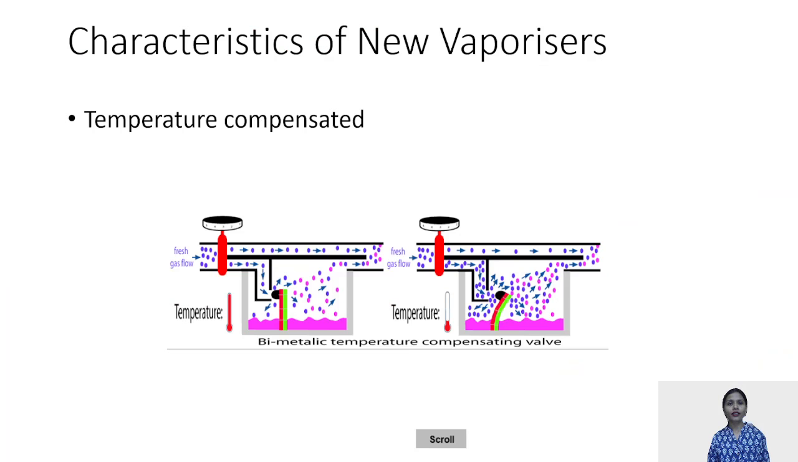These are your vaporizers. Some characteristics of the vaporizers that we use are that they are temperature compensated. I told you they are made up of copper, and plus they have bimetallic strips in them, which are temperature dependent, or they change the flow of the fresh gas flow and the vapors, how much of the vapors are going to get delivered according to the temperature change.